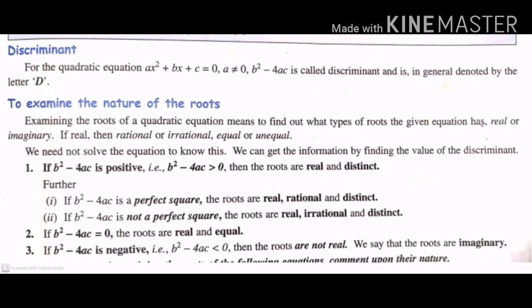The third is, if b² − 4ac is negative. Sometimes we get that value negative. Negative means less than 0. Then the roots are not real; they are imaginary roots. So in this exercise, without finding our roots, from only the discriminant value we will determine whether our roots are real, distinct, rational, irrational or imaginary. So we will start our exercise 5D now.